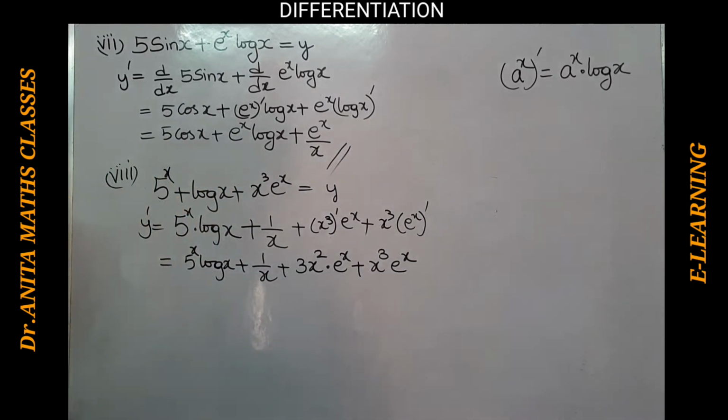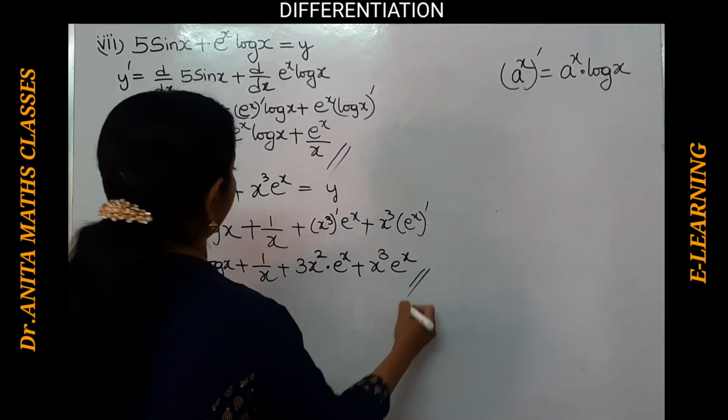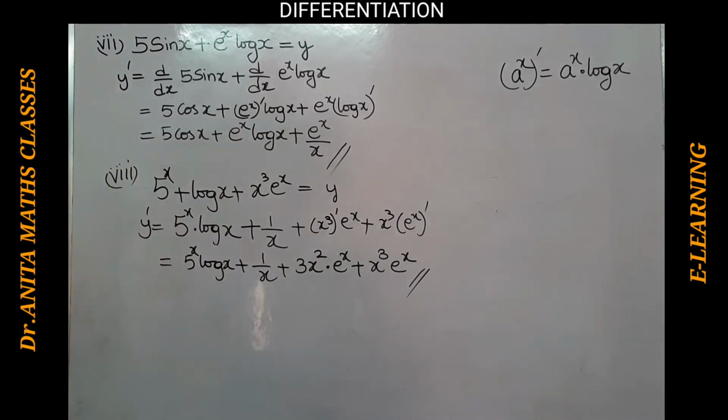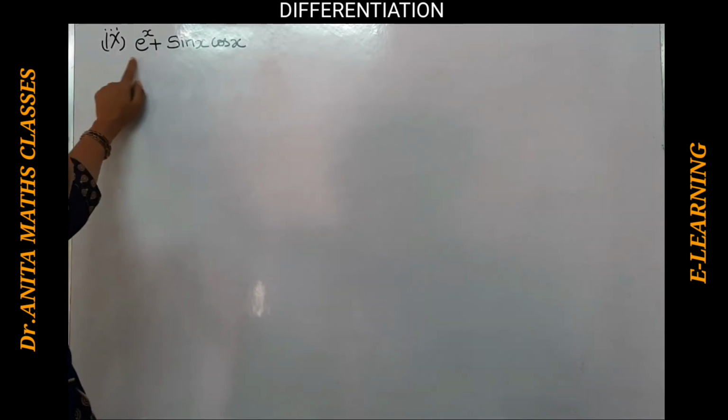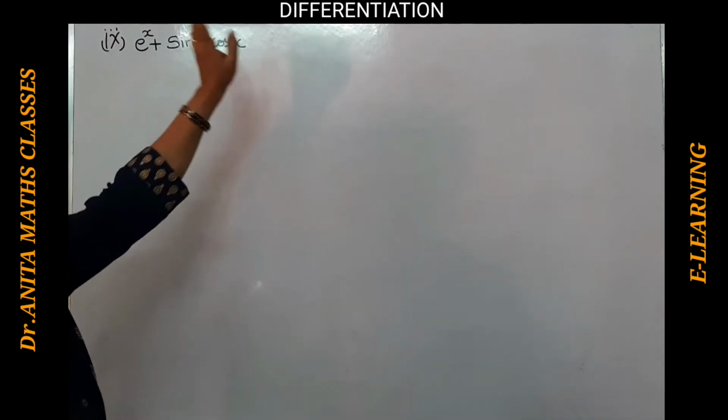Right. So this is the final form answer. Pause it and note it down. Now here the ninth one, e to the power of x plus sin x cos x.